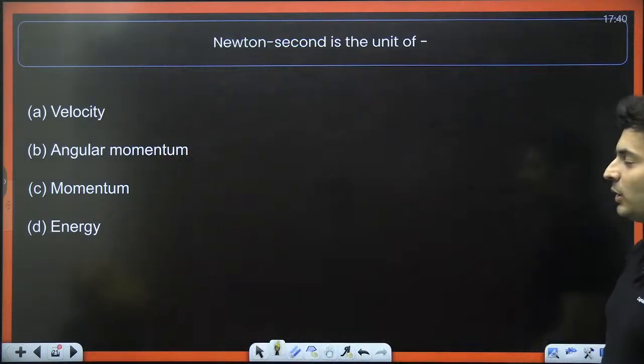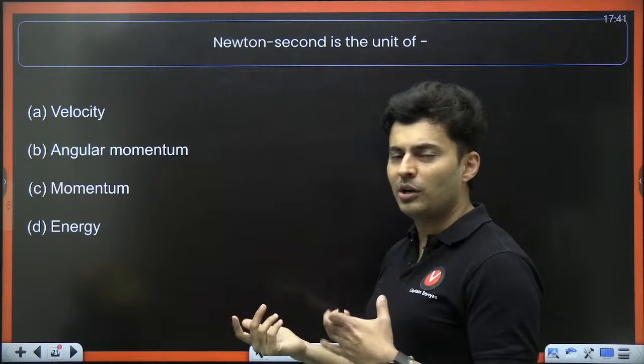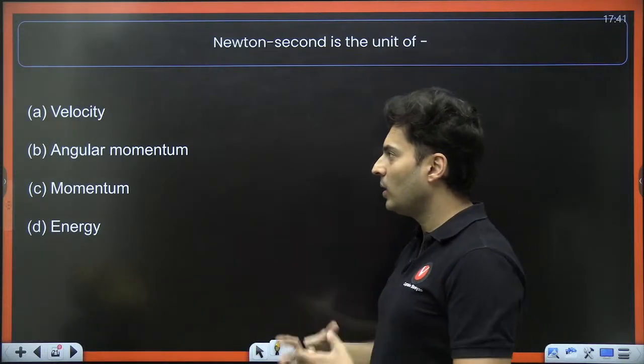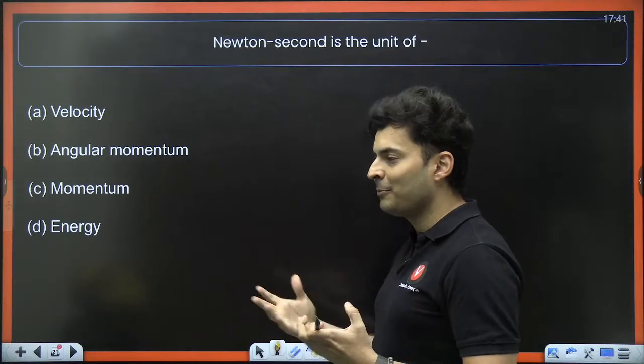Newton second is the unit of newtons. Newton is a unit of force. Second is a unit of time. So Newton into second is velocity, angular momentum, energy.